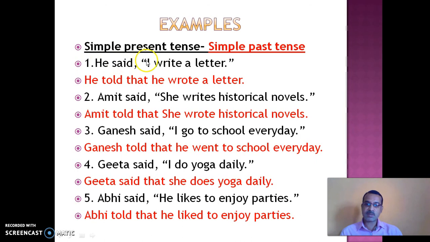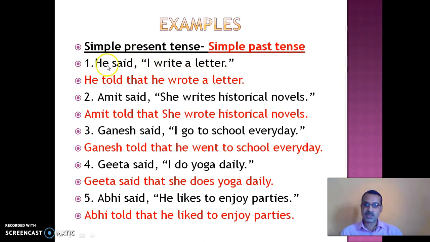The conversion of I is dependent on the subject. So he told that he, and the simple present tense becomes simple past tense. So we have taken V2, that is wrote. He wrote a letter, full stop. Here we should not take the quotation marks, double inverted commas, or comma. In this way we can write the answer to this question. Friends, it is necessary to remember that we should not write the quotation marks or comma, and we have to convert this sentence accordingly.